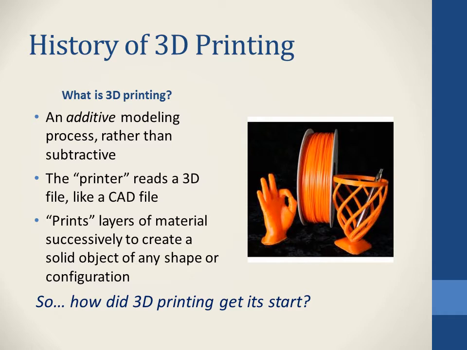So a modern 3D printer reads a design from a file, like a CAD file, then lays down successive layers of liquid, powder, or some other meltable or bindable material. These layers correspond to the cross-sections from the CAD model and allow users to create any shape or configuration.